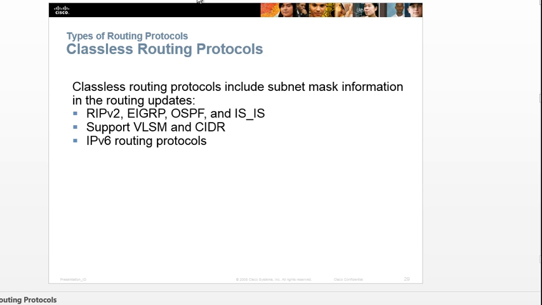Classless protocols include the subnet mask. So this is IS-IS, OSPF, EIGRP, and RIPv2. Because they include the subnet mask, they are capable of doing CIDR and variable length subnet masks. And because they also were updated, they include routing for IPv6 protocols.